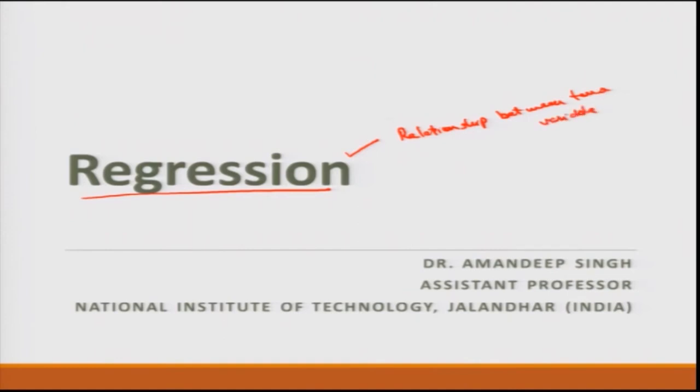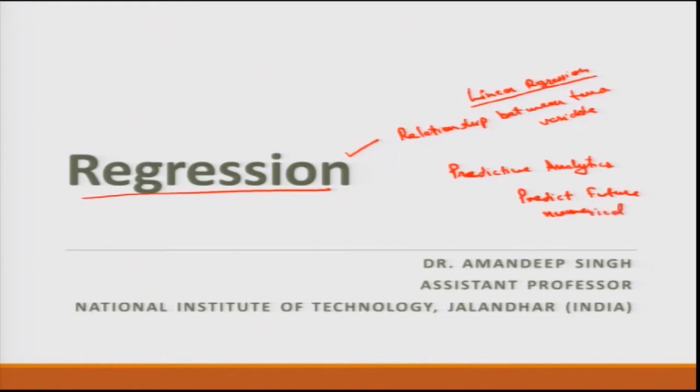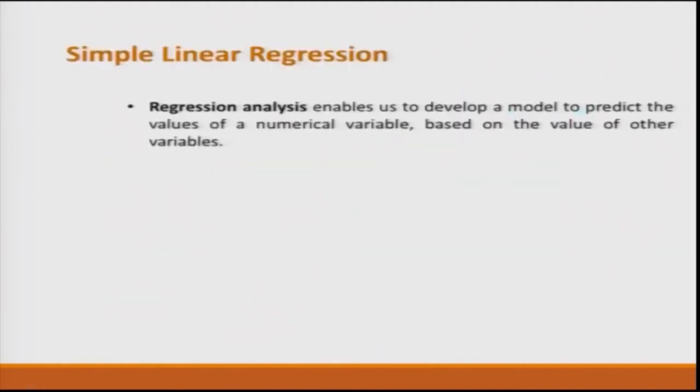If I say two variables, this is linear regression here. Also, we can have multiple regression when there is one dependent variable and more than one independent variables. So, this is used in predictive analytics to predict future numerical value of a variable. So let us see how does regression work.